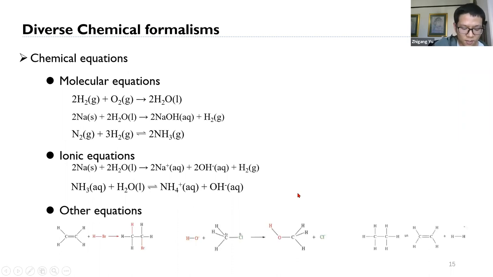And also there are some other equations in chemistry that are very interesting, but I find chemists haven't provided a name for them. In this kind of equation, all these species are represented by structure formulas, and a very particular function of this equation is that you can see which bits undergo the reaction. So this is very important information provided by this type of equation.